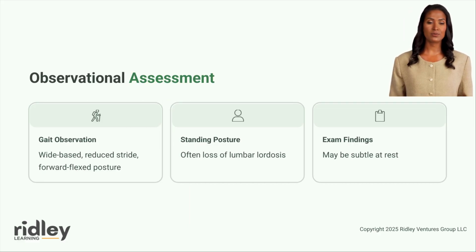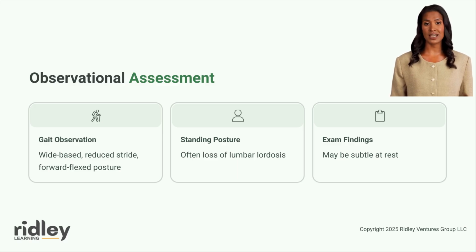Observation of gait provides valuable diagnostic information and should be performed early in the examination. Patients with lumbar spinal stenosis may demonstrate a wide-based gait, reduced stride length, and forward flexed trunk posture. The forward flexion, sometimes called a simian or stooped posture, represents an adaptive strategy that maintains the lumbar spine in relative flexion to maximize canal dimensions. Gait speed is often reduced, and patients may demonstrate hesitancy or need to pause during ambulation. In more advanced cases, balance impairment and increased fall risk may be evident. If possible, observing the patient's gait over a sufficient distance to provoke symptoms provides more diagnostically useful information than brief observation in the examination room.